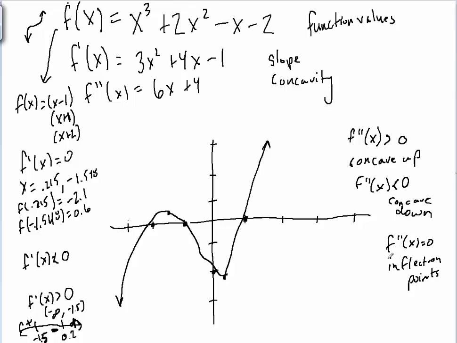The second derivative equals 0 when 6x plus 4 equals 0, or when x equals negative 2/3. So roughly right there is our inflection point. We go from concave down to concave up. And there's our not so pretty, but pretty graph of a function.